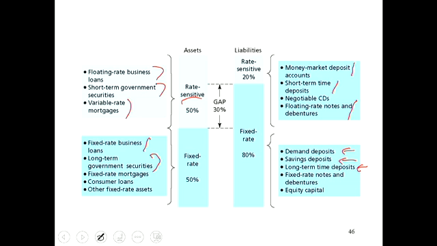And so you basically simply add up one side, take away the other side, and you look at the difference between them two. And that gives you an indication of what will happen to your bank in terms of your net interest income, if it falls or rises.